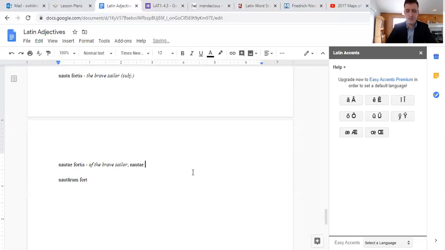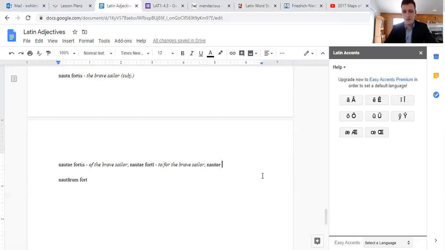Now let's say nautae is dative singular. We're going to need a different form of the adjective, because they have to match in case, number, gender. So what is dative singular in the third declension? It's a long i. So nautae forti, and we translate it like to or for the brave sailor. Okay? Preposition changes because now we're dative, not genitive. All right, and we've got one more possibility, so let's make sure we cover that.